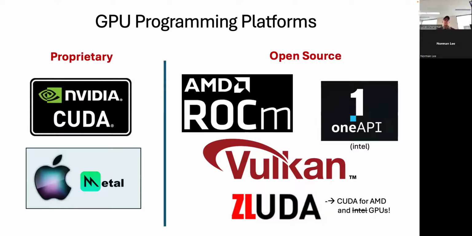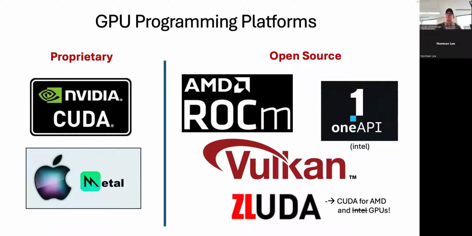Okay, so there are all sorts of GPU programming platforms out there. CUDA is only one of them. I've grouped them here into proprietary versus open source. The proprietary ones are CUDA and Apple's Metal API. Apple has their own GPUs built into their systems, and their framework is called Metal.